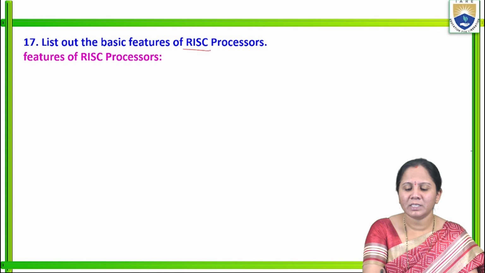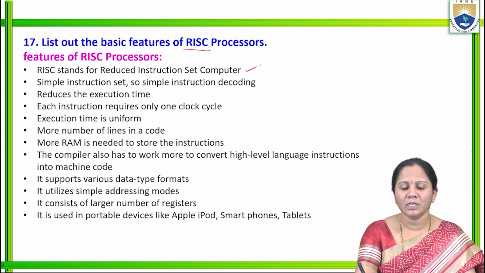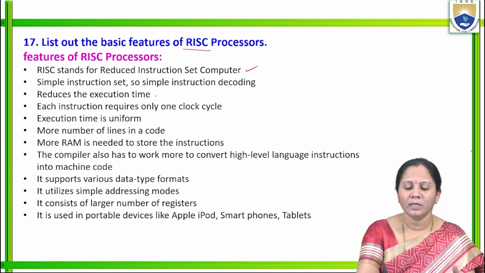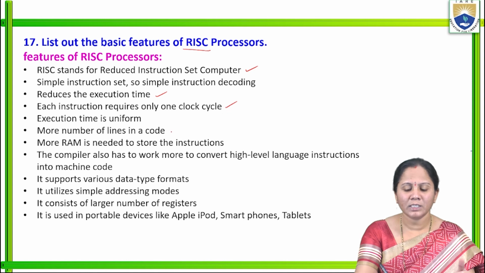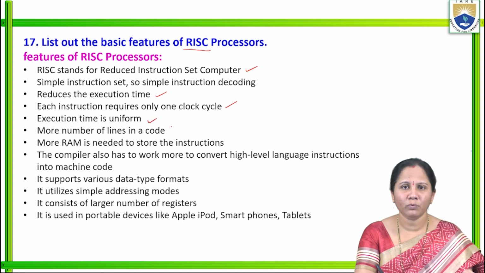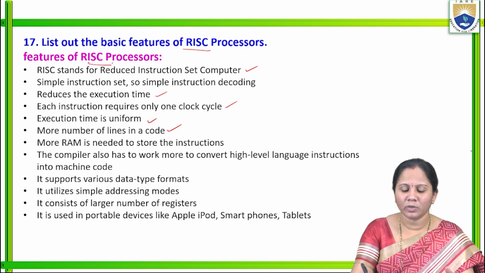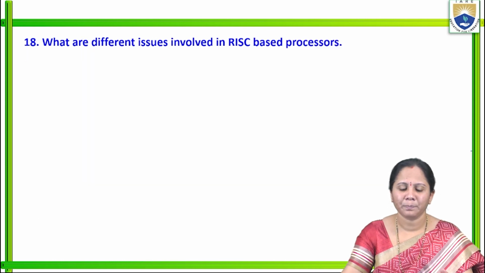And list out the basic features of RISC processor. That means we have to write RISC stands for Reduced Instruction Set Computer. Since the instruction set is very simple, the execution time will be less. So in order to execute one instruction, it requires only one clock cycle. Each instruction execution time will be uniform. Since the instruction is simple, we have to write more lines in the program. So all these are different features of RISC processor. In addition to that, we have to also consider this.